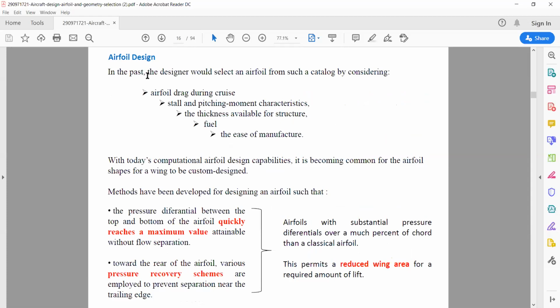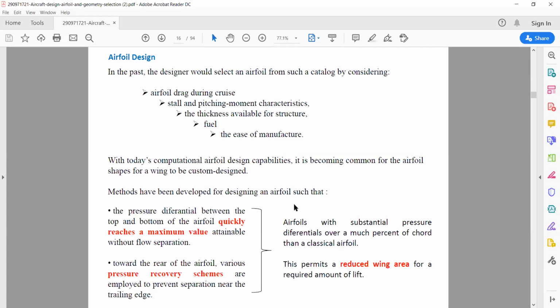So therefore, in the past, the designer would select an airfoil from such a catalog by considering airfoil drag during cruise and stall, pitching moment, and thickness available for structure and fuel, and ease of manufacture. Why this thickness available for structure? Because we are giving a home for the landing gear as well as the fuel in the wing itself. So airfoil thickness plays a very important role in that also.